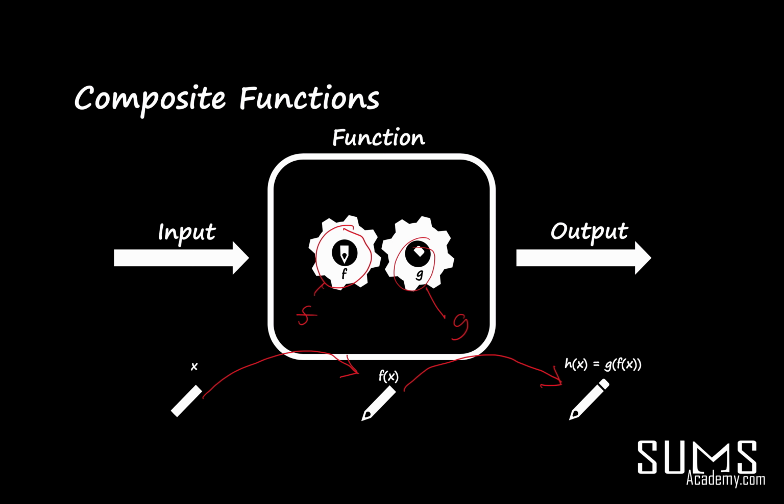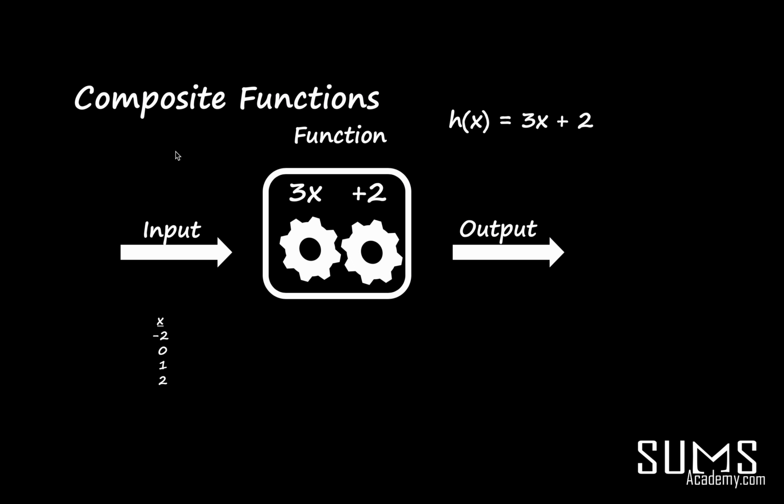Now, if I give you an example with numbers, maybe this will help show you what we're looking for. Instead of having pencils here, we're going to have numbers going in. What's going to happen first is the first part is going to times it by 3, and then it's going to add 2 to that, and then we'll get our final output. So we're saying h of x is 3x plus 2. This is a composite function. There's two things happening here.